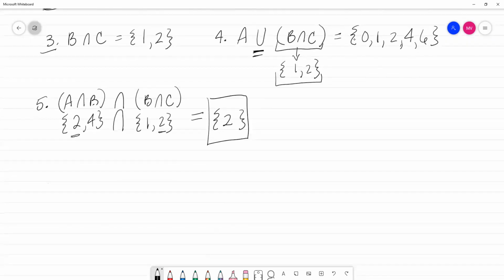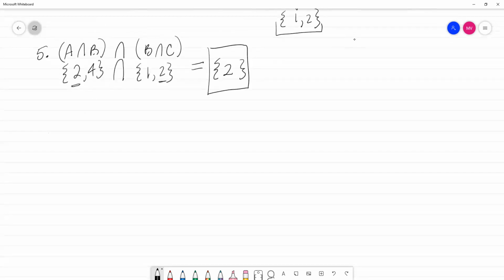All right, so that's all of them. In relation to union and intersection, when we worked with sets, we do something similar with what we call conjunctions.